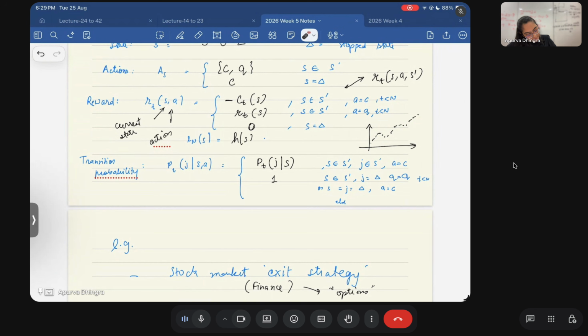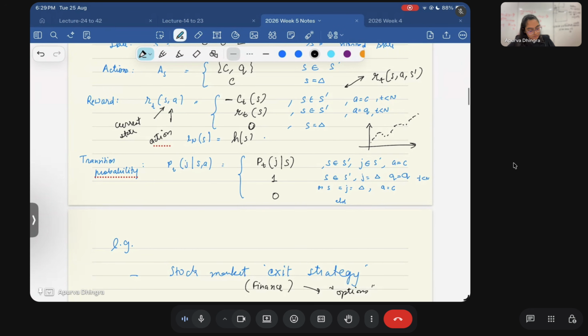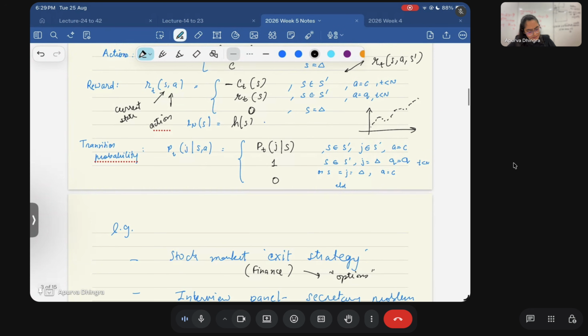Or you could have also had this if you were in that stop state and you continue taking the action, which is no action whatsoever. So this is with probability 1. Everything else will have a transition probability of 0. You can think of it this way. Everything else also includes things like, suppose you were in this state, you took the action equal to q, you decided to quit, but you're saying j still belongs to s dash.